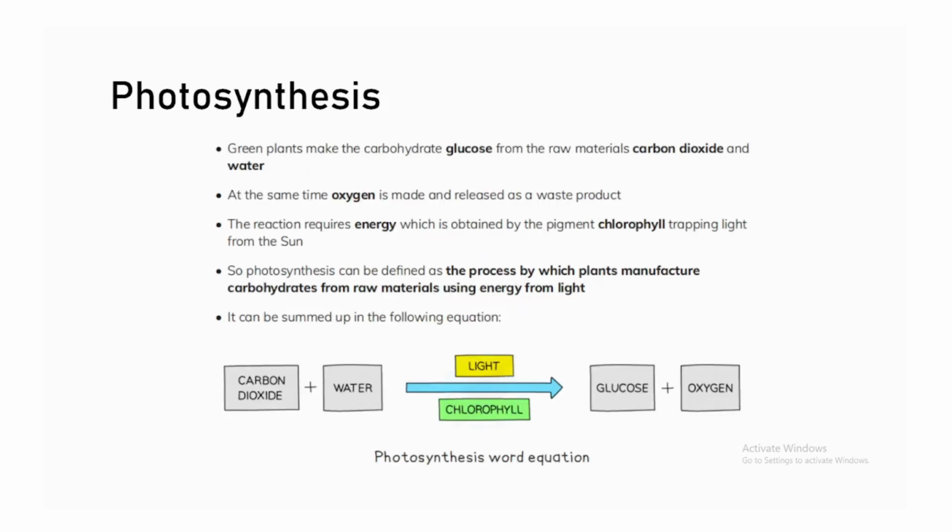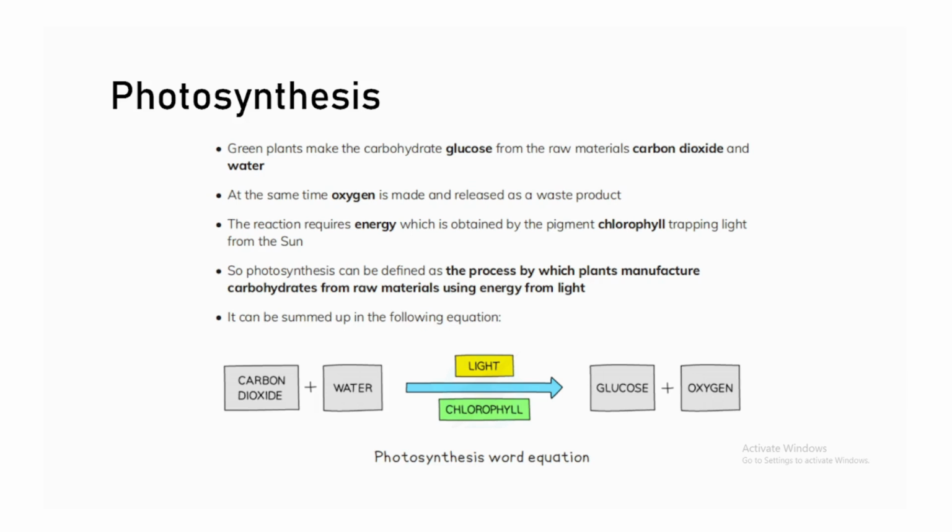Photosynthesis. Green plants make the carbohydrate glucose from the raw materials carbon dioxide and water. At the same time, oxygen is made and released as a waste product. The reaction requires energy which is obtained by the pigment called chlorophyll, which traps light from the sun. So, photosynthesis can be defined as the process by which plants manufacture carbohydrates from raw materials using energy from light.